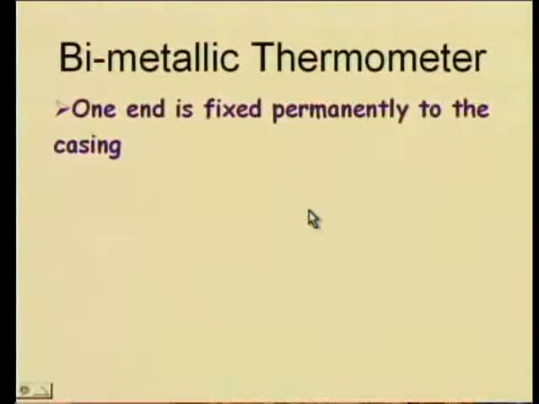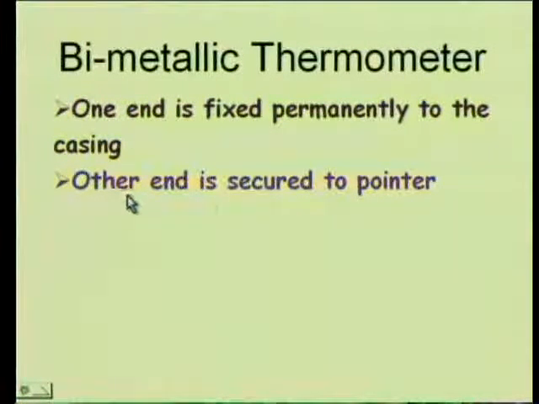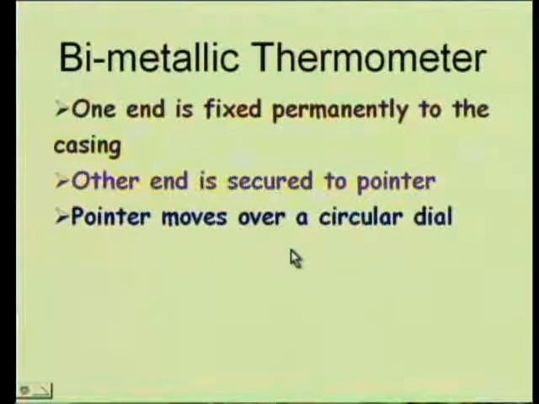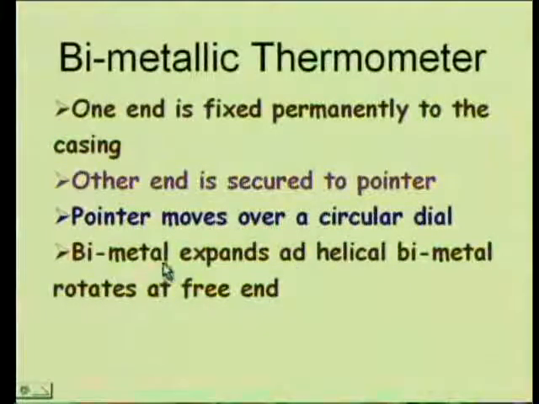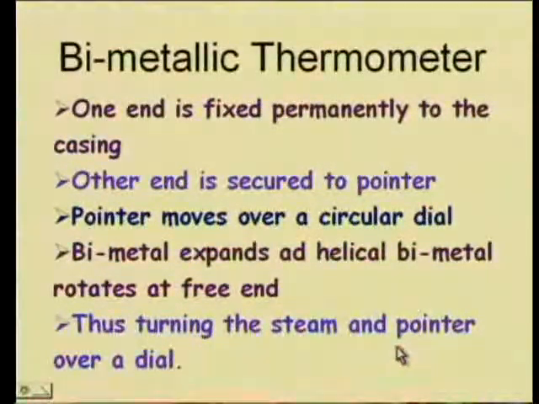Now we go into the details of this bimetallic thermometer. One end is fixed permanently to the casing, we have already seen that. The other end is secured to the pointer. The pointer moves over a circular dial. The bimetal expands and the helical bimetal rotates at the free end, thus turning the stem and pointer over a dial. So that means the pointer will swivel and show us the reading of the temperature.